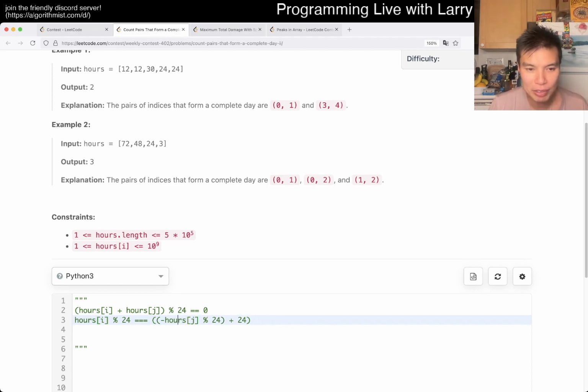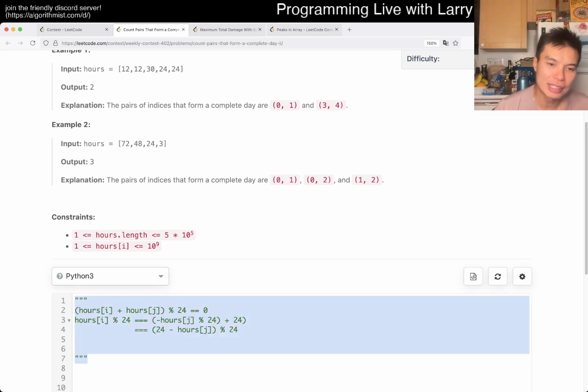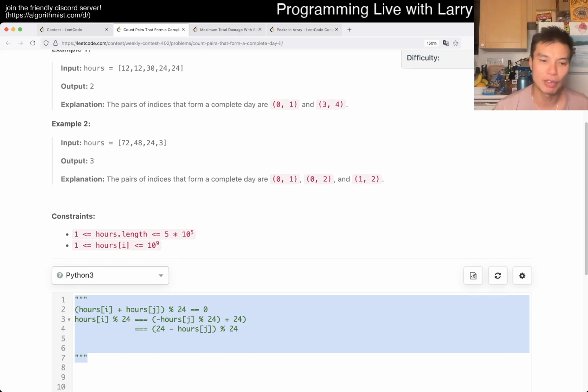Another way to rewrite this on the right side is 24 minus hours of j mod 24, which should be accurate except for the one case where hours of i is equal to 0, because there are minor quirks about that. But after you get these formulas, now you can start programming.